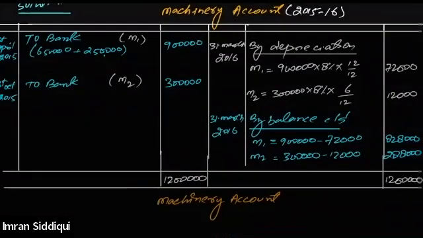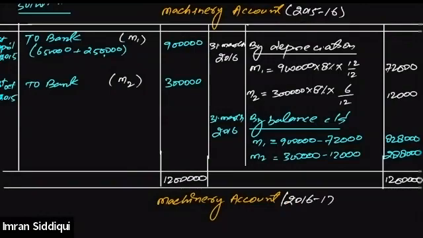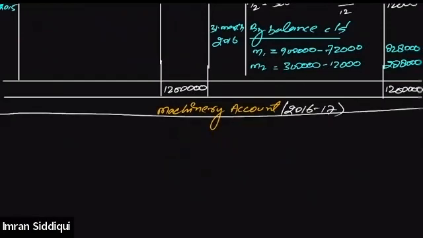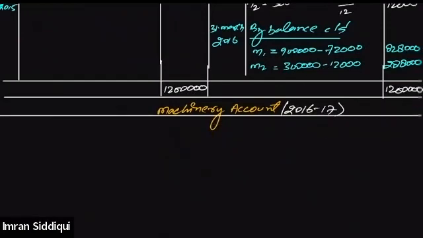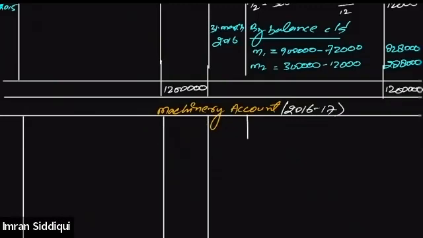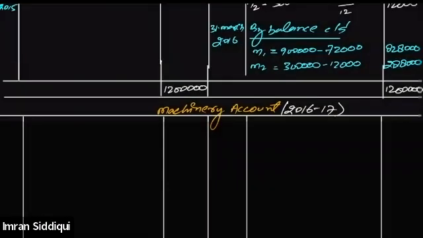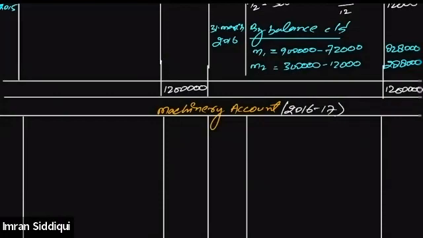Okay. So machinery account for the next year 2016-17. See, for the next year, closing balance of the previous year will become the opening balance of the next year, right? We will carry forward this balance to the next year. I hope this is clear to all of you.